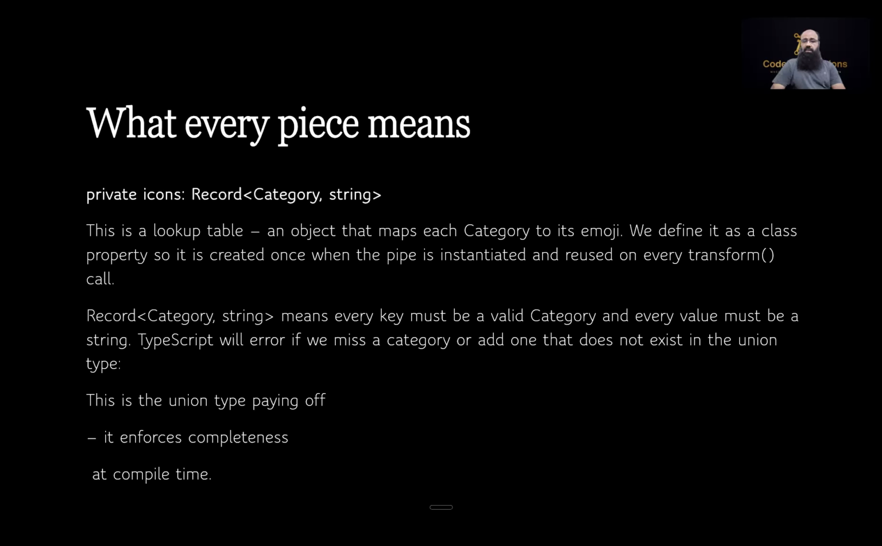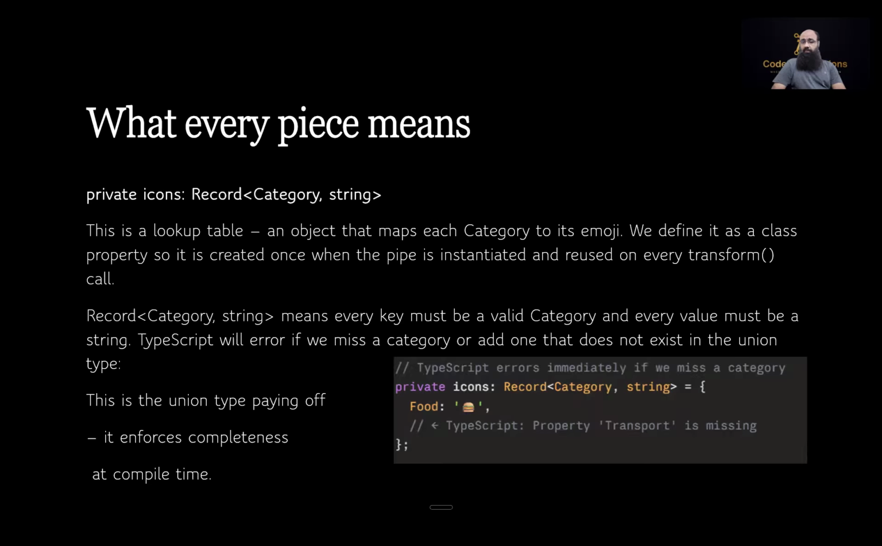Basically this is the same union type which we used in our previous video. Instead of using an enum, this union type is going to enforce completeness. So you can see the private icons and then this union type, and within that food, travel, and all the others are being used over here.